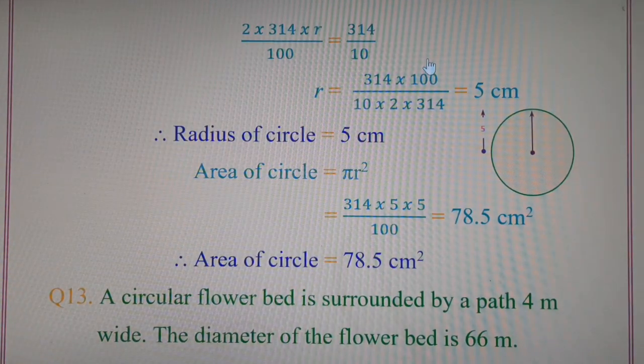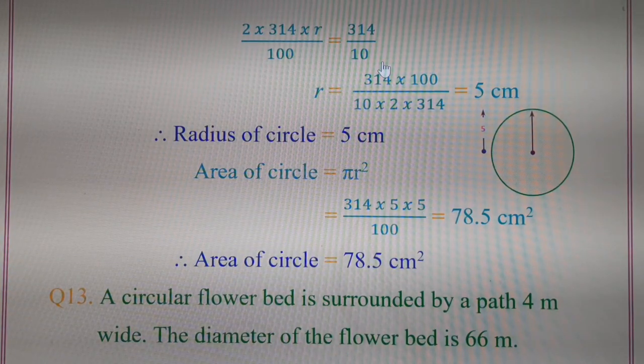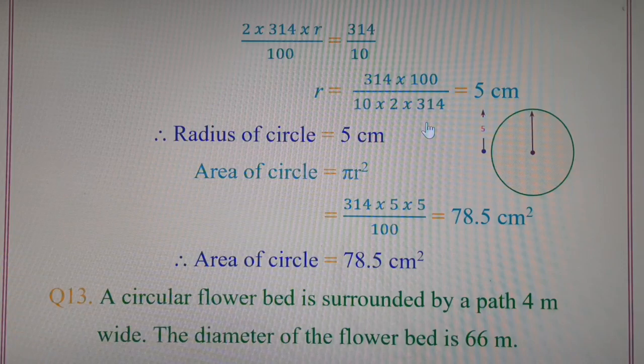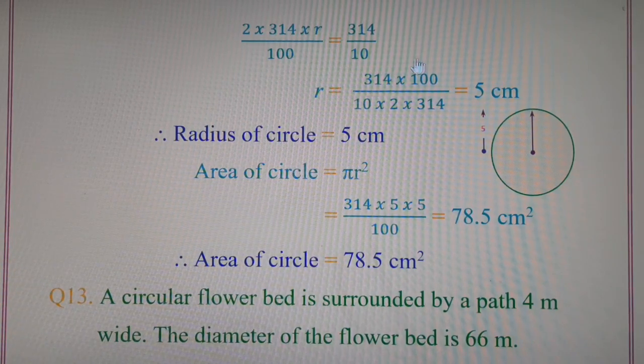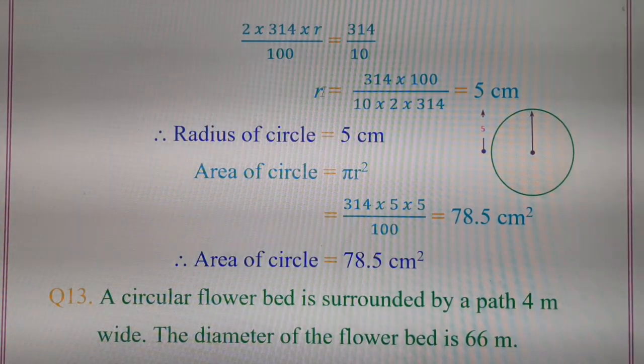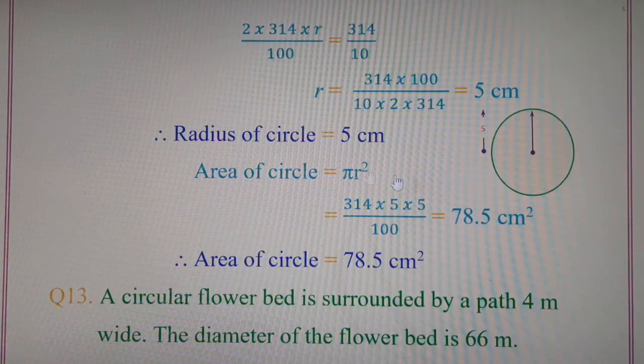So here in the numerator there will be 10, here there will be 1. This 10 is cancelled, 1 is written, 2 is copied as it is, 314 is cancelled. So our final step will be 10 upon 2. 10 upon 2, that means half of 10. That means the answer will be 5. So radius of the circle will be 5 centimeters. So this circle will have radius 5 centimeter. So the answer statement I have written as: radius of the circle is equal to 5 centimeter.